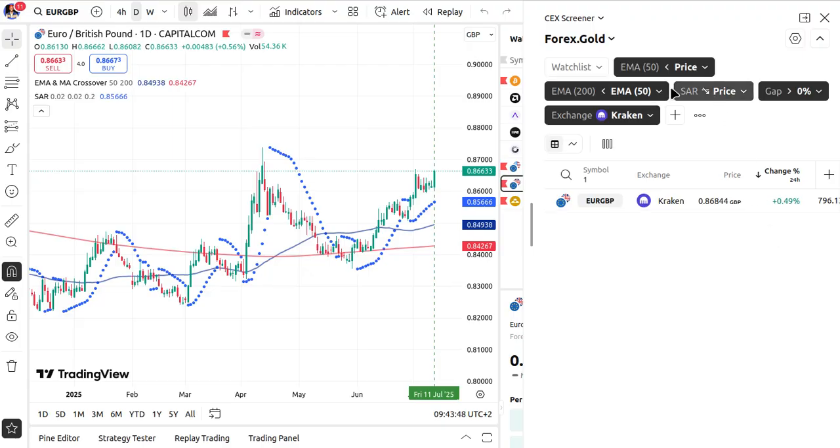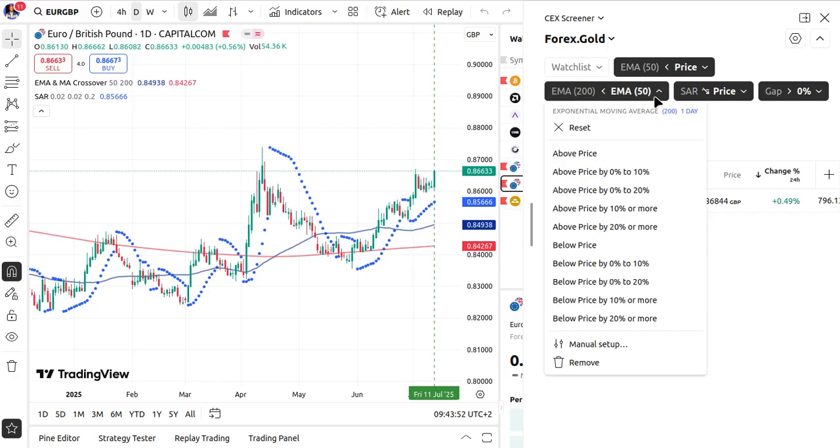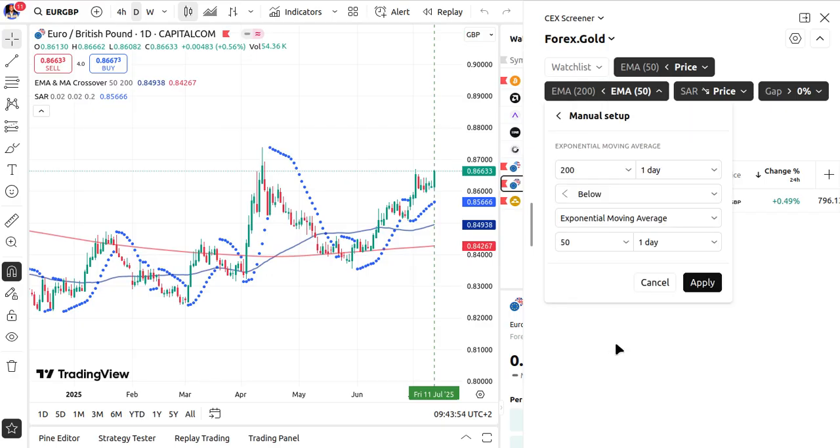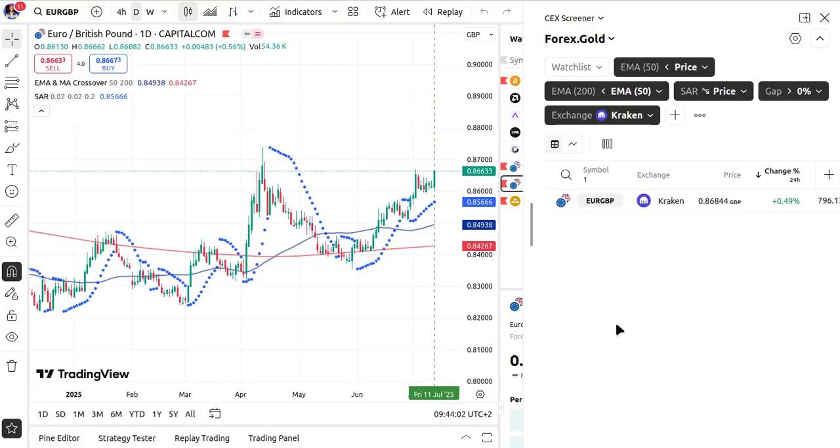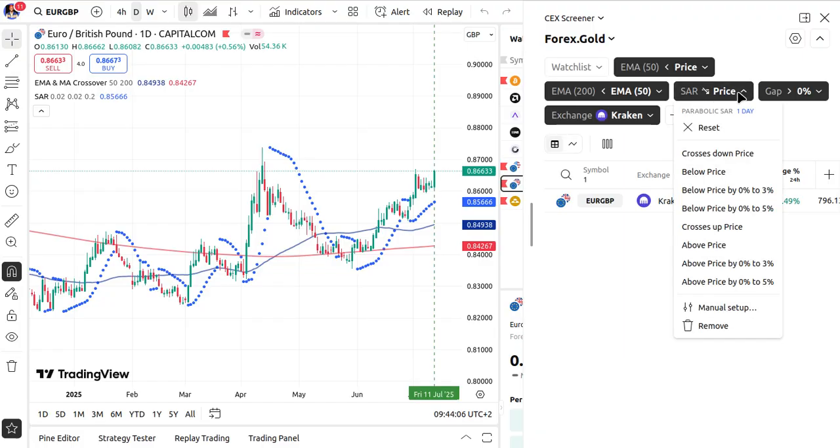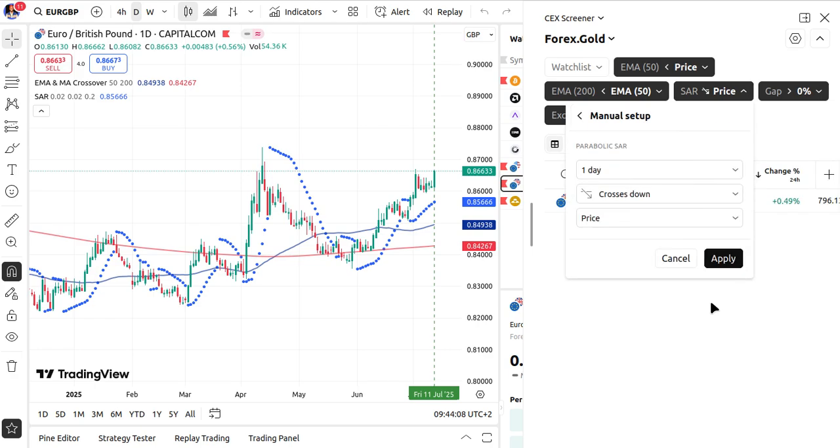You apply that here. The second thing is you come here again, on your setup, you say the 200-day moving average should be below the exponential moving average of the 50-day moving average on the day. After you do that, the last thing you need to do is call the parabolic SAR. On the parabolic SAR, you want it to cross down on the price in the day.